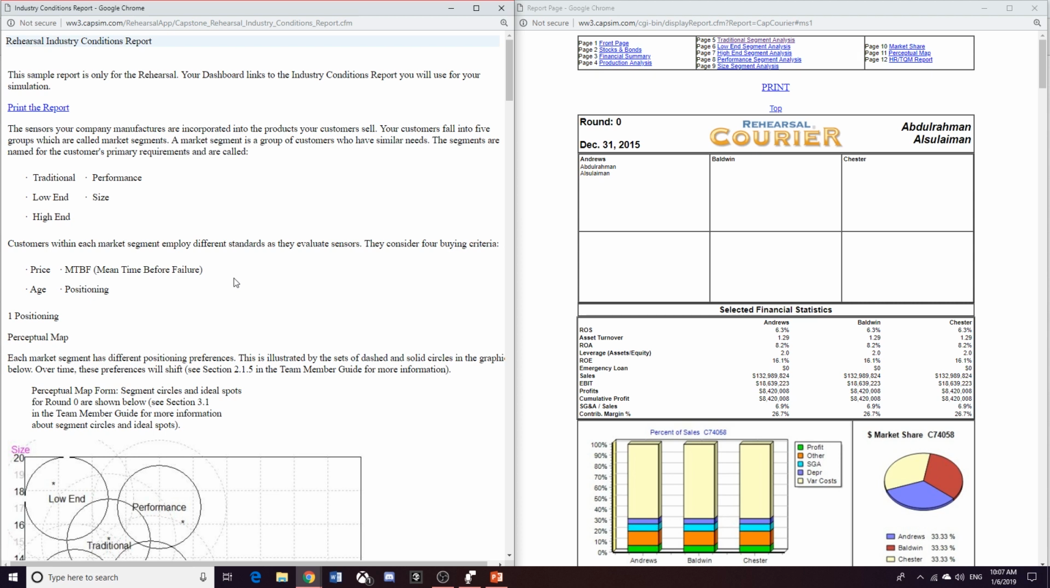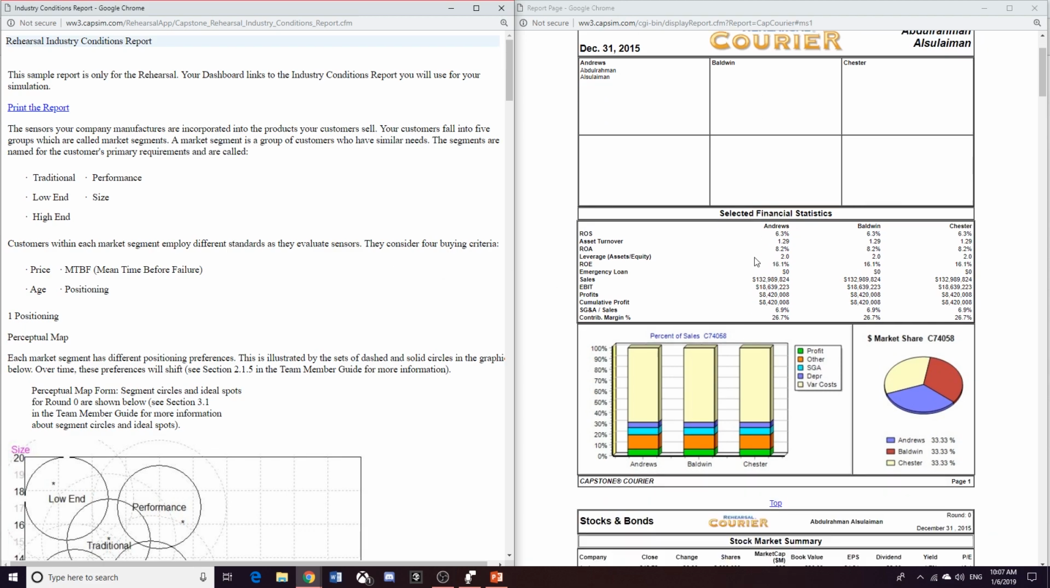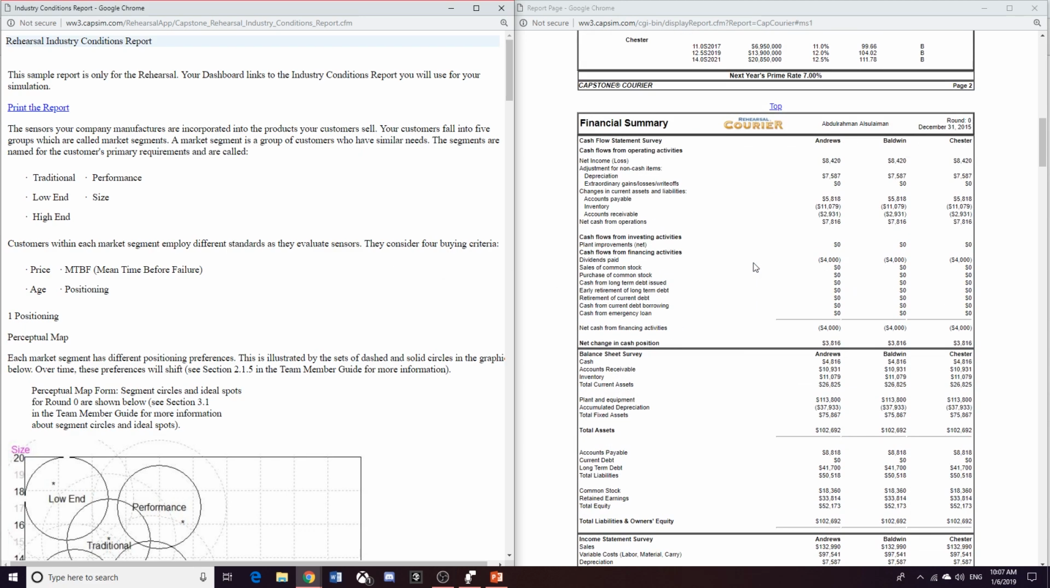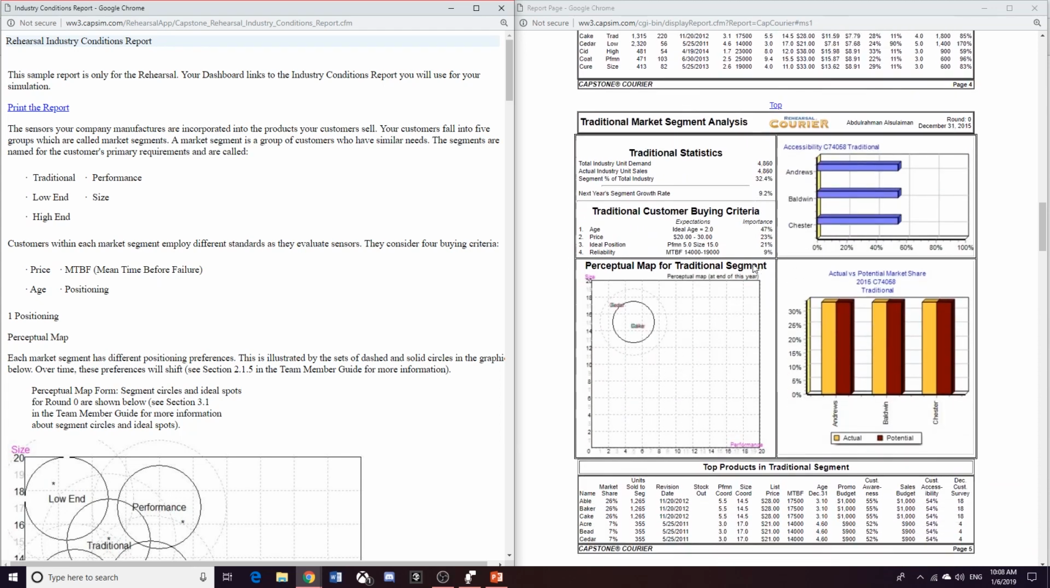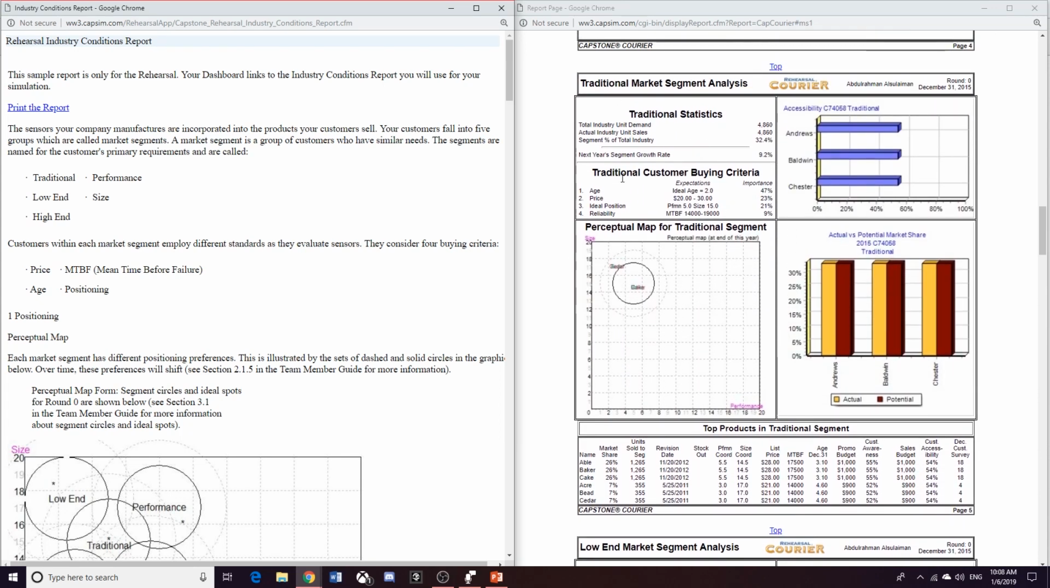For each segment, it is calculated differently. There are four parts: price, age, MTBF, and positioning. If you go to the courier report and scroll all the way down to traditional, for example, you will see the four parts, which are age, price, ideal position, and reliability.